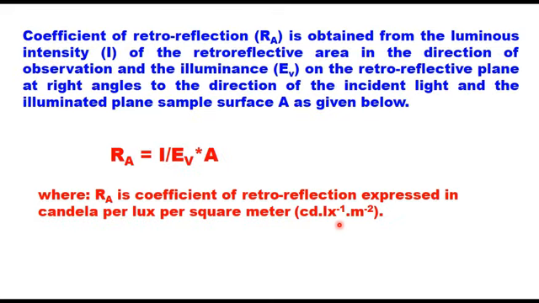Coefficient of retroreflection is obtained from the luminous intensity I of the retroreflective area in the direction of observation and the illuminance on the retroreflective plane at right angle to the direction of the incident light. It is calculated as RA = I / (EV × A), where A is the sample surface area and RA is the coefficient of retroreflection expressed in candela per lux per square meter.